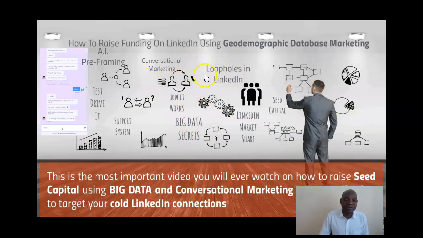So we will look at how everything works together in terms of having access to big data, your LinkedIn connections, and exploiting the loopholes that I found in LinkedIn with a chatbot. In the training, you will also learn how to pre-frame your connections. We call it AI pre-framing, artificial intelligence pre-framing. You will have the opportunity to test drive some of the chatbots, which you will have access to, and test which one is going to work for you.